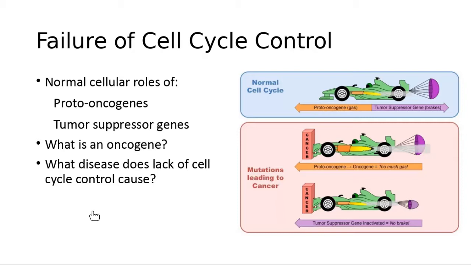Okay, so then what happens when cell cycle control goes bad or goes wrong? And so we have these 2 genes that we talked about. We talked about proto-oncogenes and tumor suppressor genes. So can anyone tell me what proto-oncogenes are responsible for? Or tumor suppressor genes? What are their normal cellular roles?